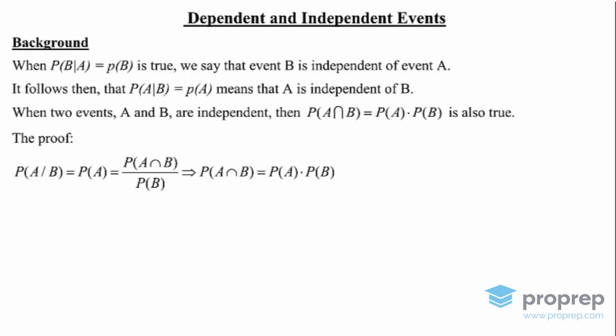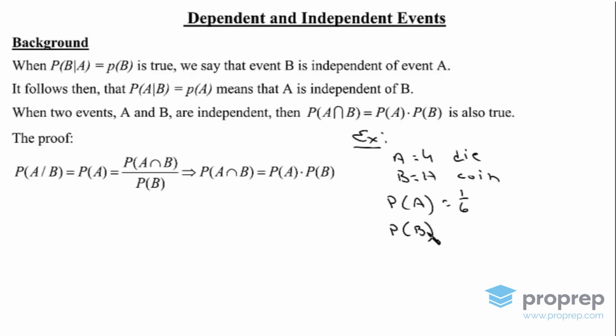Let's take a quick example to illustrate this. Assume that A is getting a 4 when you throw a die, and B is getting heads when you toss a coin. Now the probability of A, given a fair die, is 1/6, and the probability of B, given a fair coin, is 1/2. Now, what is the probability of A given B?